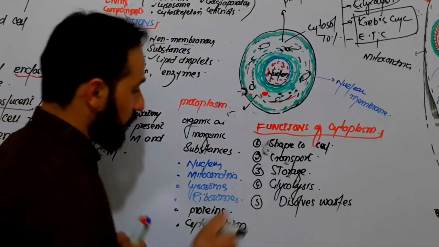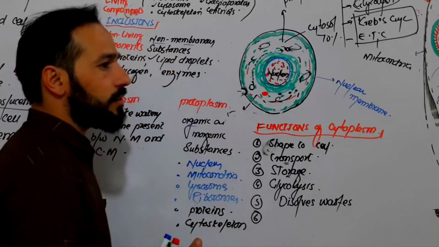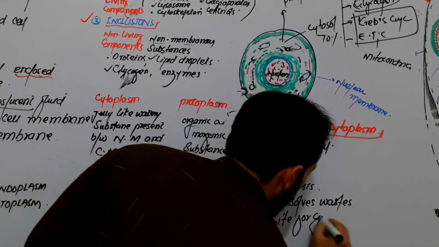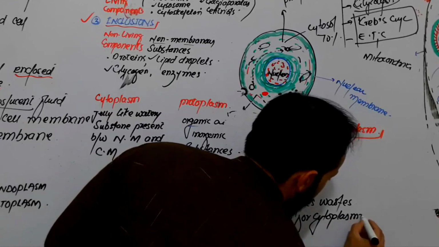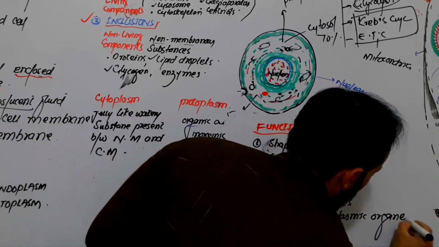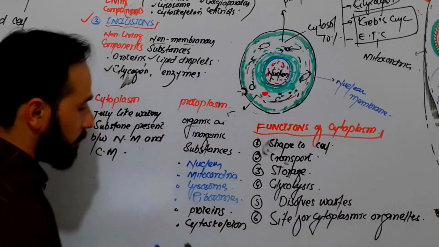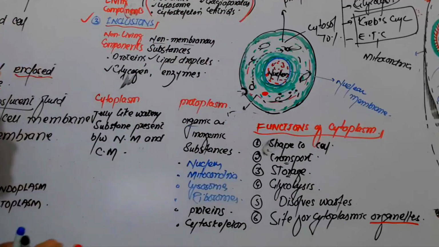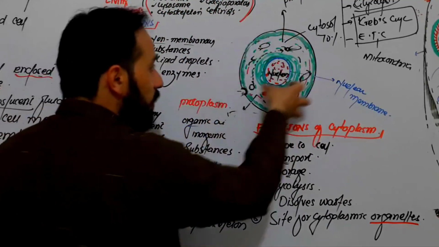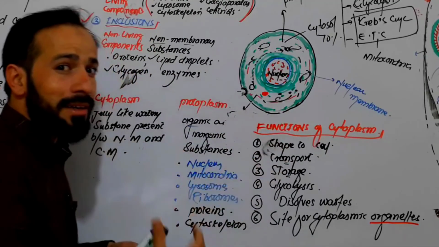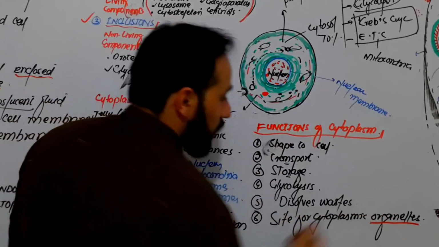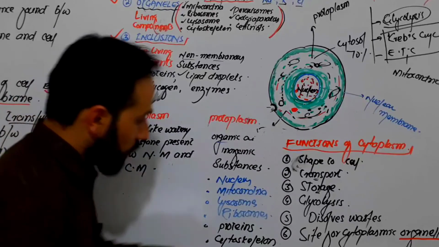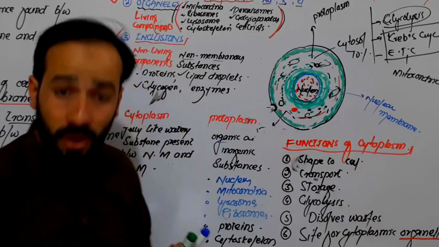The next important function is that it is the site for cytoplasmic organelles. What does it mean? We have in our cytoplasm small organs which are called organelles. For example, all these are the cytoplasmic organelles. So where are they present? They are present inside the cytoplasm. Cytoplasm provides a house for these cytoplasmic organelles like these. So all these are present in the cytoplasm.